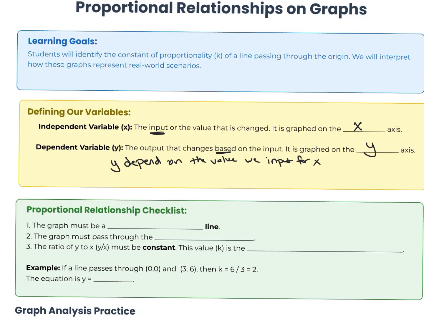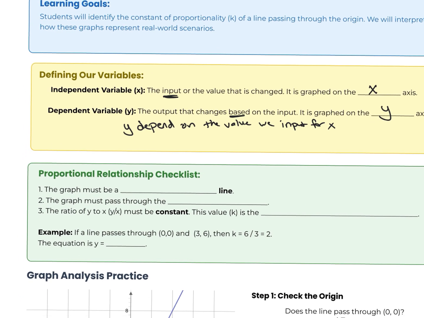All right, so to check if something is a proportional relationship, the first thing that we have to see is that the graph is a straight line. If there's any sort of curve, or points are not in a line, then it is not a proportional relationship. The second thing is that the graph must pass through the origin. And if you forget what that is, the origin is our point (0, 0). And we also have to have a ratio of y to x that is constant. We call this value k, and this k value is what is called our constant of proportionality.